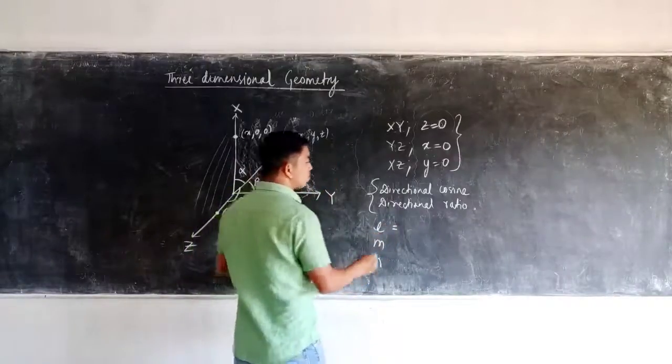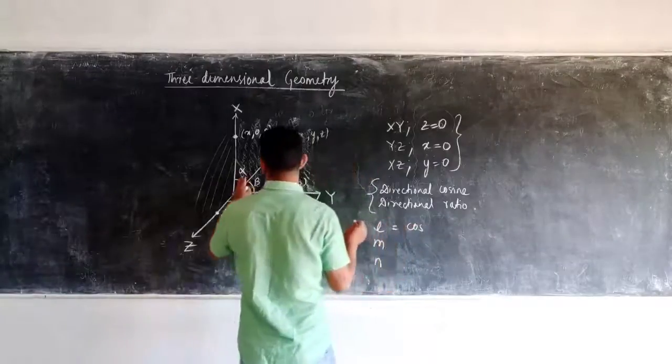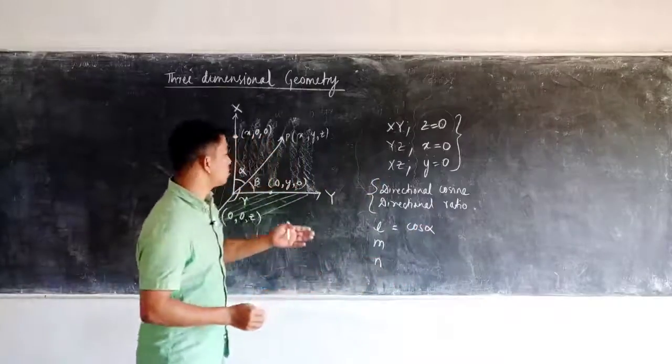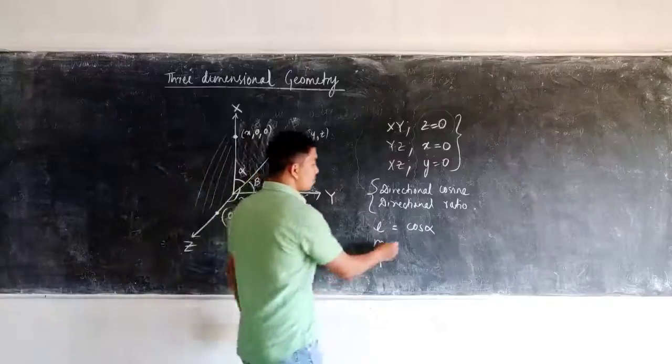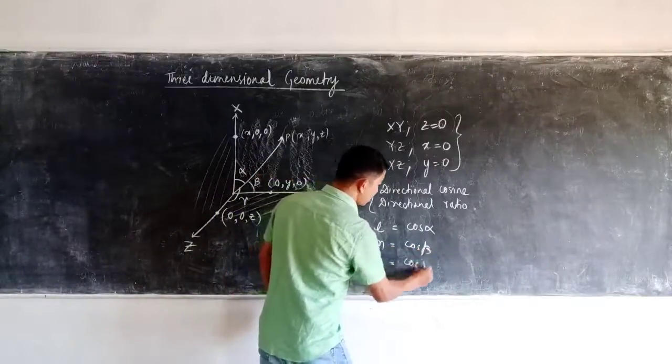So the directional cosine is the cosine of the angle. With the x-axis, it is cos of alpha, the cosine of the angle that the given line makes with the respective axis. So m here will be cos of beta, and n will be cos of gamma.